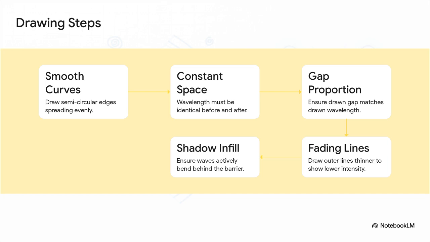Step 3, gap proportion. Make sure the physical gap you draw roughly matches your drawn wavelength to prove you understand maximum diffraction. Step 4, fading amplitude. Now, if you really want to flex on the examiner, deliberately draw your outer wavefront lines thinner or lighter to show that decreasing intensity we talked about earlier. And step 5, shadow infill. Ensure those curved waves spread outward, actively bending behind the barrier walls into the shadow region.